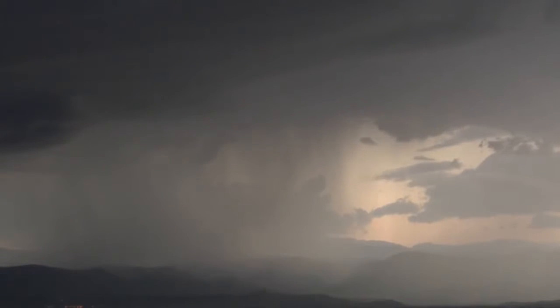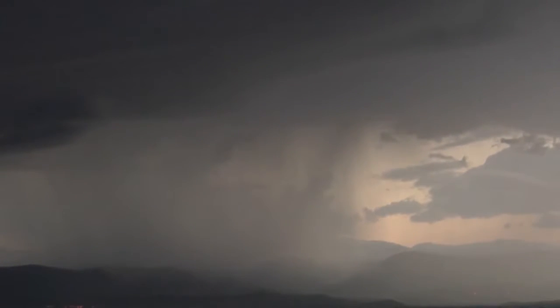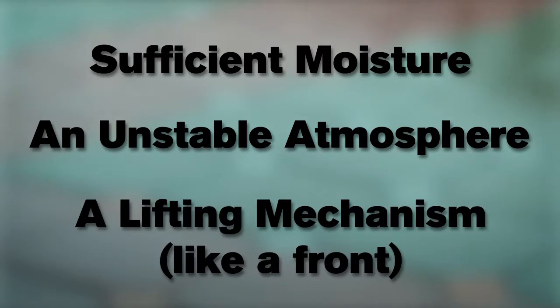While poor visibility and low clouds can be a hazard to pilots, one of the most dangerous weather events is a thunderstorm. Thunderstorms need three main ingredients to form: sufficient moisture, an unstable atmosphere, and a lifting mechanism, like a front, to start it all.